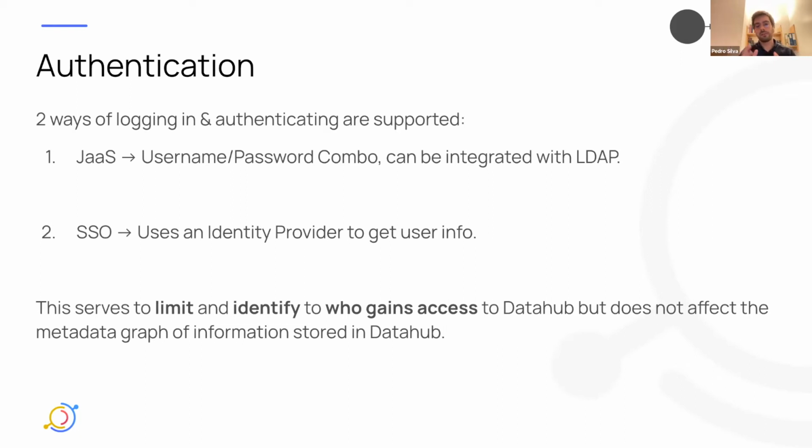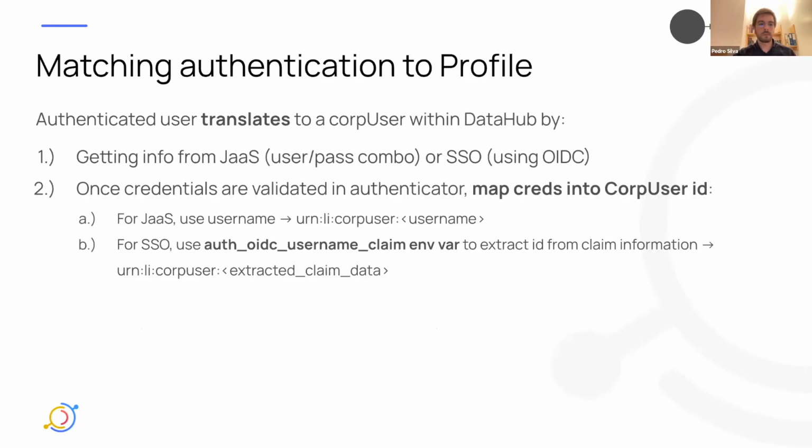And this authentication step serves only to limit and identify who gains access to the UI or to the DataHub components, but it does not affect the metadata graph of information. Okay, so there are two separate and very distinct notions here. One is related to the graph itself, of things that we store and relate in DataHub. The other is how you gain access to these services.